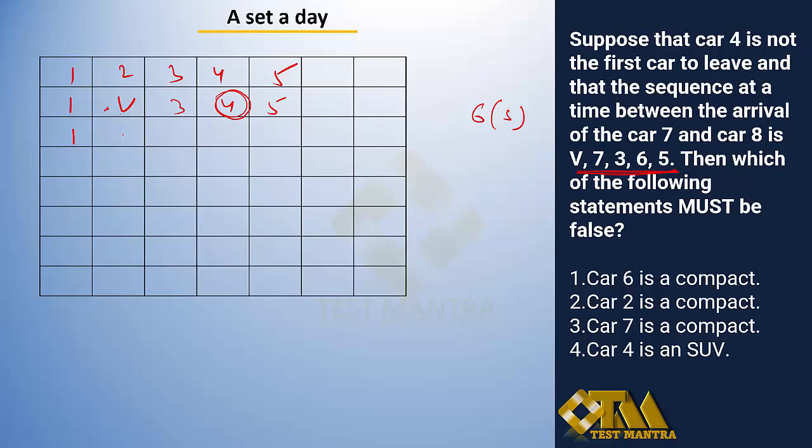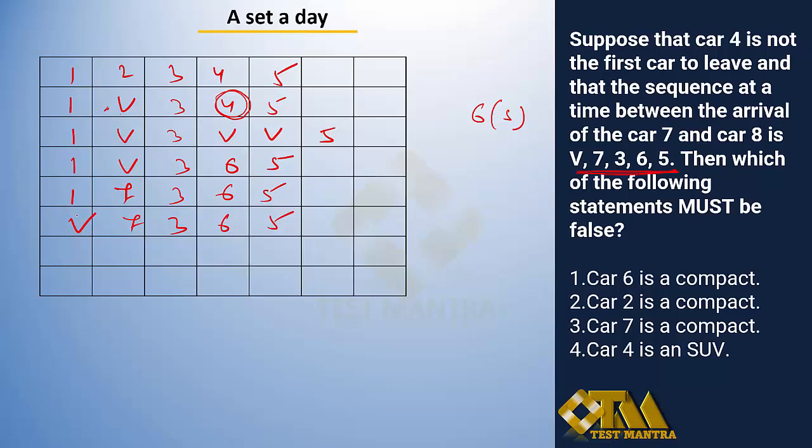So that means next condition is 1V3. Then I have removed car 4, and car 4 is supposed to be nothing but an SUV. And then again I'm inserting car 6, 1V365. Now I have to insert car 7. So car 7, I have a vacant place available here. It's 1, then it's nothing but 7365. Then I'll remove car 1, V7365, and then I can insert car 8, right?